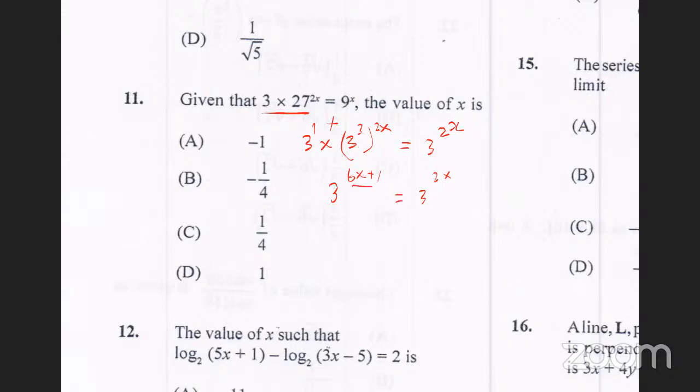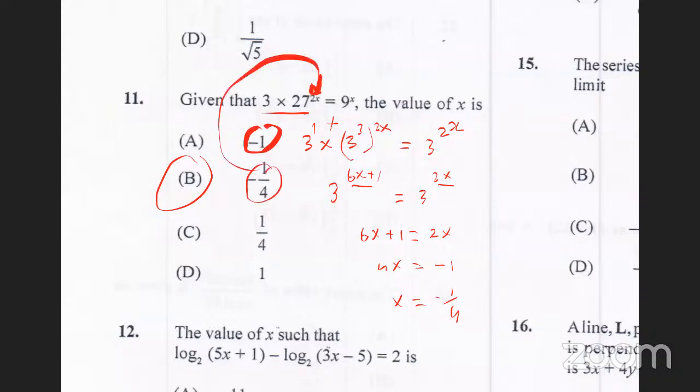You have your powers here, you have your powers there. You can equate them, so you'll get 6x plus 1 is 2x. So you'll get 4x is minus 1. When you switch them around, you'll get x is minus a quarter. Remember, at worst, your answer is here, so you could plug it in here and see which one gives you 9x. Or, I'm not too sure how to solve this on the calculator, but it might be able to be solved. Maybe. I'm not sure.